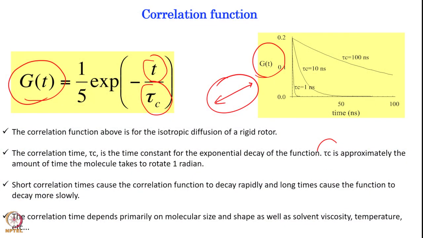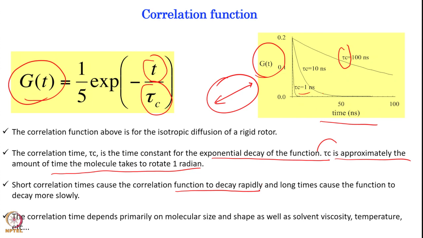So the correlation function with time can be expressed like this. Suppose a molecule has a correlation time of 50 nanoseconds, its correlation function will decay slowly, and if it has a correlation time of 1 nanosecond, you can say it decays very fast, right? That is what we were saying: it is the time constant of the exponential decay of the function, approximately the amount of time the molecule takes to make 1 radian. Okay. So a short correlation time like this, the function decays rapidly; a long correlation time, the function decays slowly. So that is the correlation time.